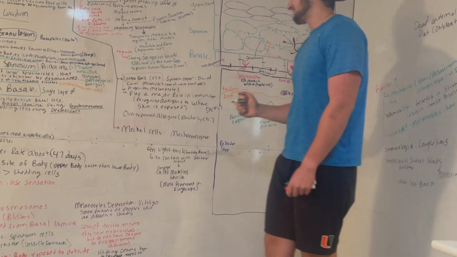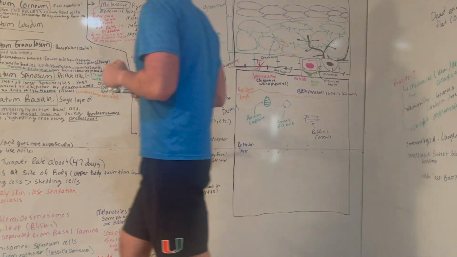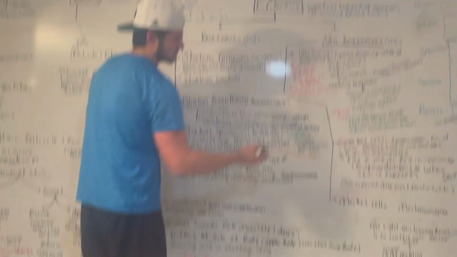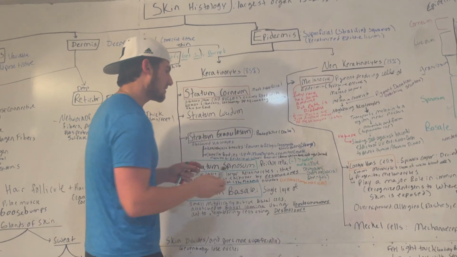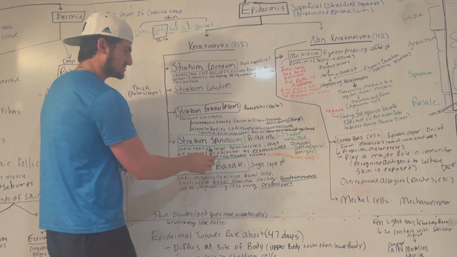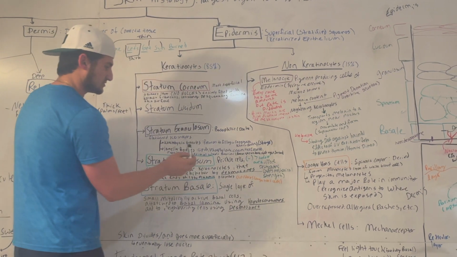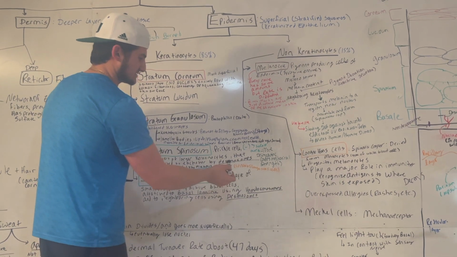Okay, now, the next layer I want to talk about is going to be the stratum spinosum. So it's a prickle-like cell, meaning it has a lot of finger projections coming off of it. And it has several layers of larger keratinocytes that are attached to each other by desmosomes, located at the end of the cytoplasmic processes.